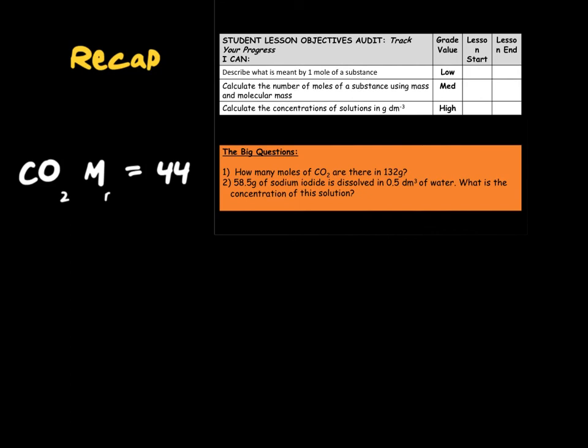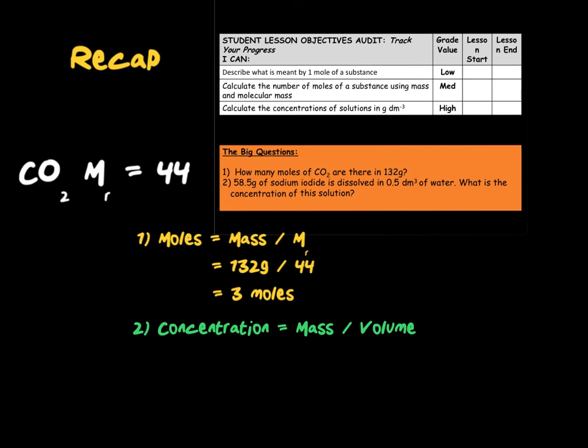So for question 1, we need to do moles equals mass over Mr, so 132 grams divided by 44, which gives us 3 moles of carbon dioxide. For question 2, we need to use concentration equals mass divided by volume. From the question, we are given our mass of 58.5 grams and our volume of 0.5 dm cubed. This gives us a concentration of 117 grams per dm cubed.